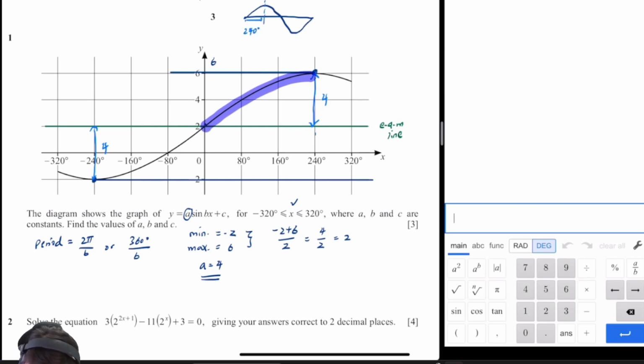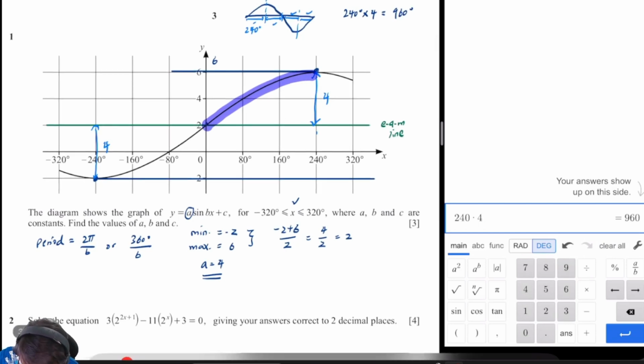240 will be over here. So how many gaps do you need in order to complete the remaining graph? 1, 2, 3, and 4. So you need 240 in order to complete the entire thing. So just multiply 240 by 4, and you will get 960.